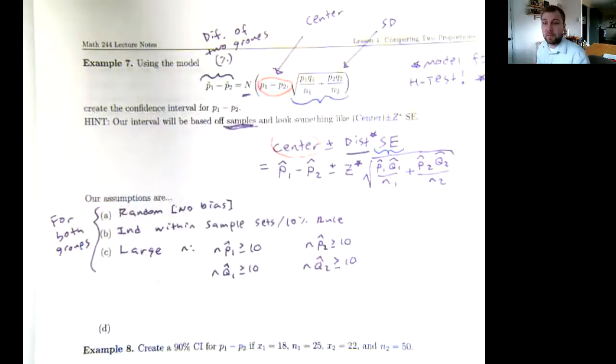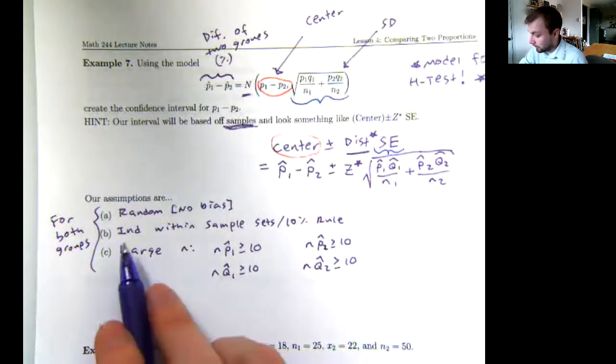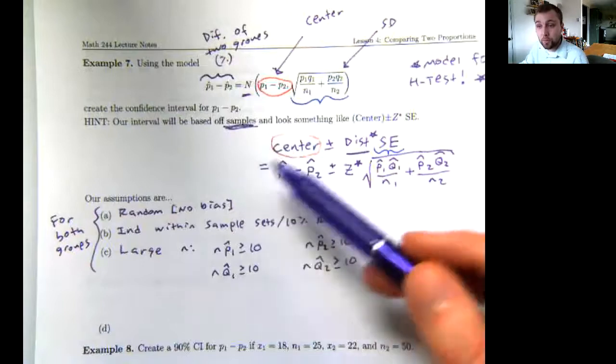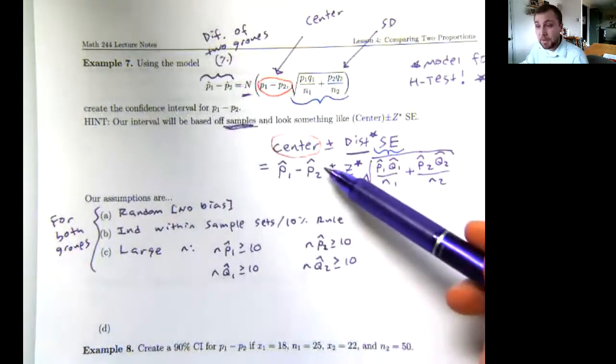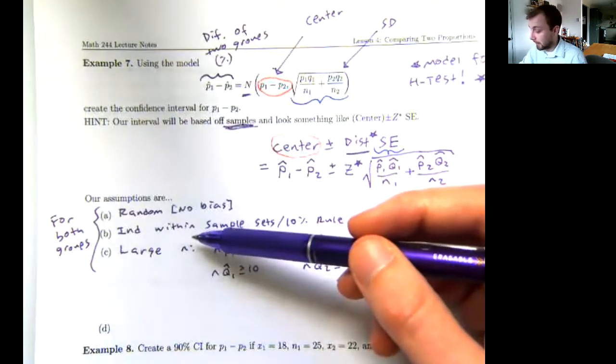Because I'm essentially doing this confidence interval twice, I need it to match up for both. And finally, I have one last assumption here. I need to make sure that there's no cheating within group one, and no cheating within group two. My random and independence within those groups takes care of that.